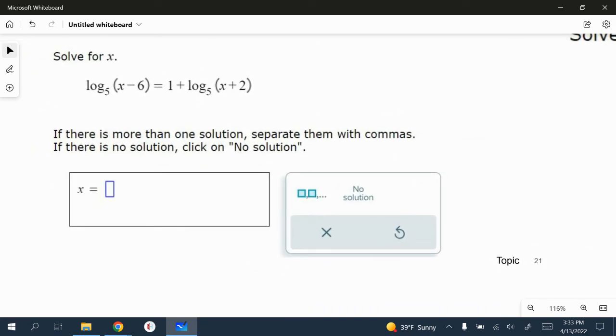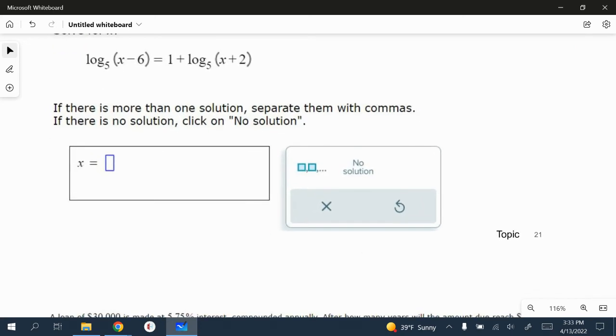Topic number 21. I see we have logarithms on opposite sides on this question. So my first step is going to be to get them on the same side. That way I can combine them. So I'll leave the one where it's located. So my first step is just going to be to subtract all of this stuff over to the other side. I'm going to subtract it on this side as well.